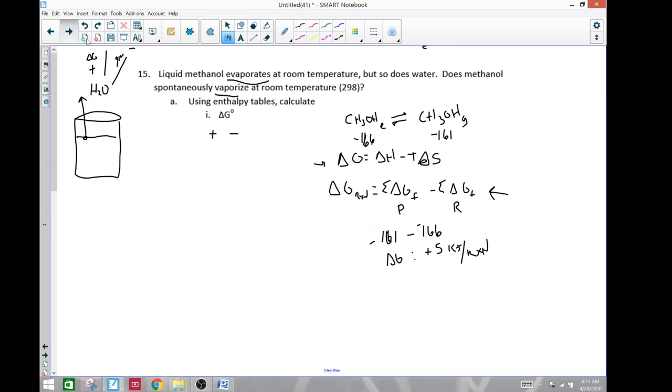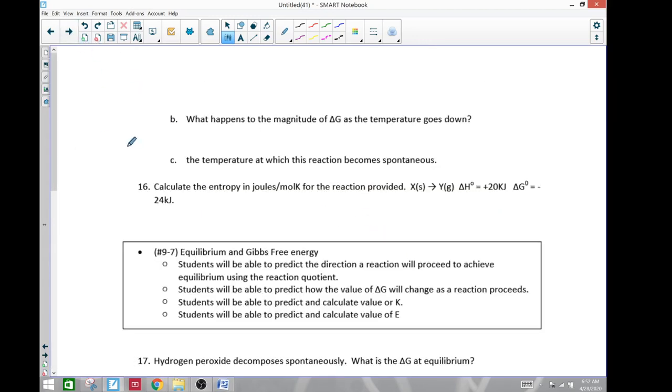All right, what happens to the magnitude of delta G as the temperature goes down? Okay, so we have delta G equals delta H minus the temperature times delta S. So in this case, I have delta G is negative. I have delta H, which is a positive reaction.